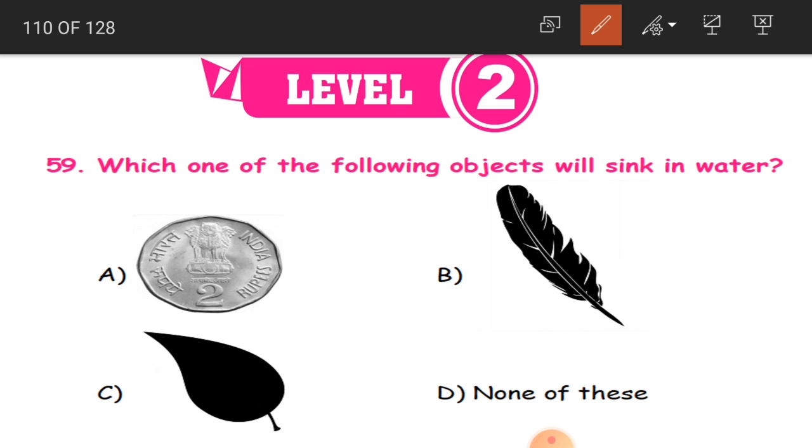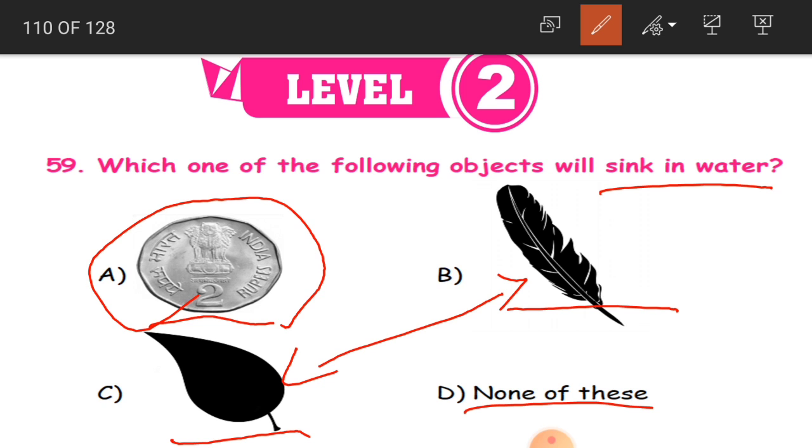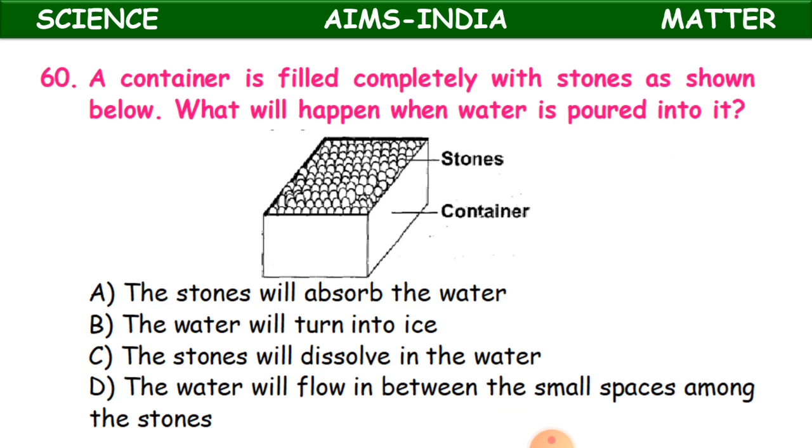Now, 59th question, from level 2, children. Which one of the following objects will sink in water? You have a 2 rupee coin, a feather, a leaf, and none of these. If you put a leaf and feather in water, does it sink? No, it is going to float on water. But when you throw a coin into the water, this coin is going to sink. So that is why A is the correct answer. Clear, children?